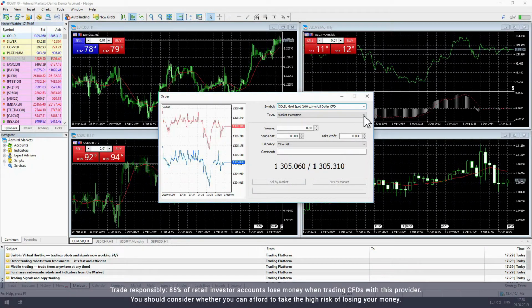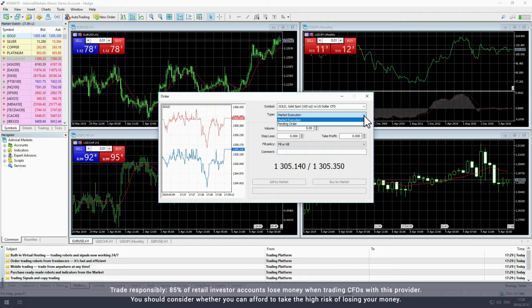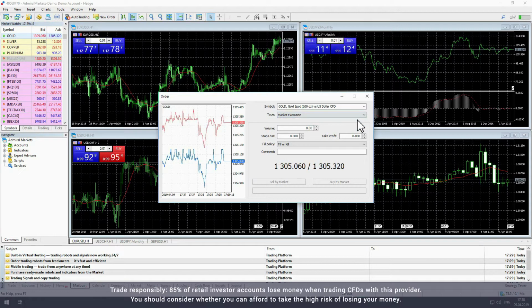The next step is to choose the type of order, market execution or pending order. A market execution order is a trade that will open as soon as you finish entering your preferences, while a pending order is a trade that will open once your instrument's price reaches your chosen level. For this trade, we'll choose market execution.